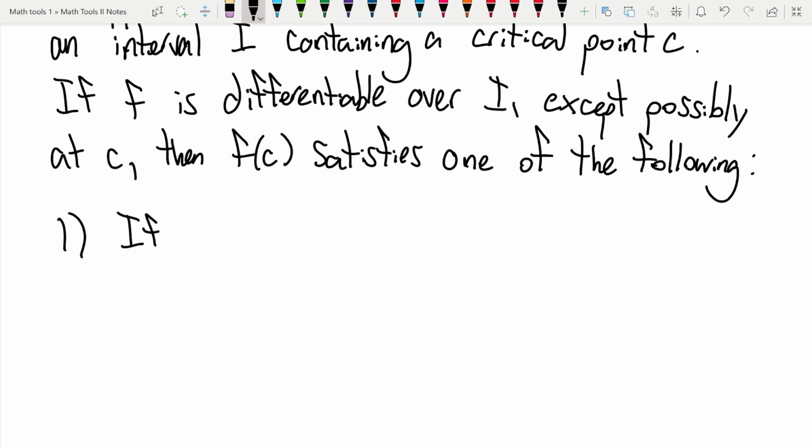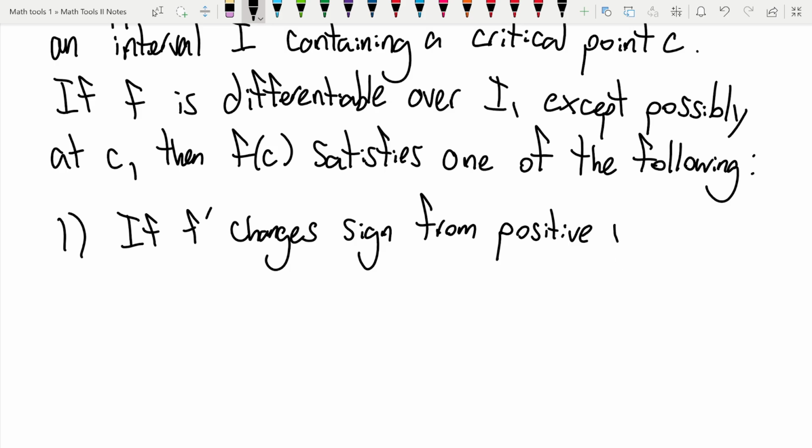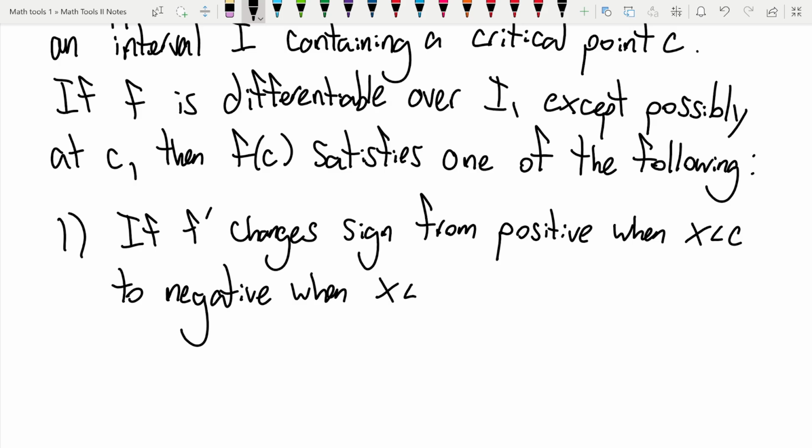Okay, so if f prime changes sign from positive when x is less than C, so it's positive to the left of C, to negative when x is greater than C. So the derivative is positive to the left of C and negative to the right of C. Then f of C is a local maximum.